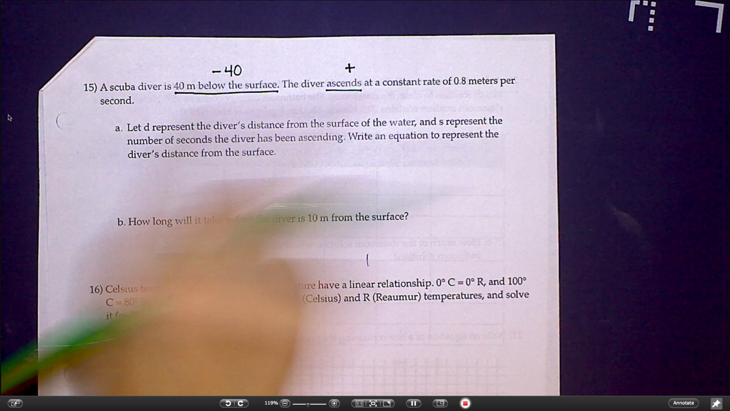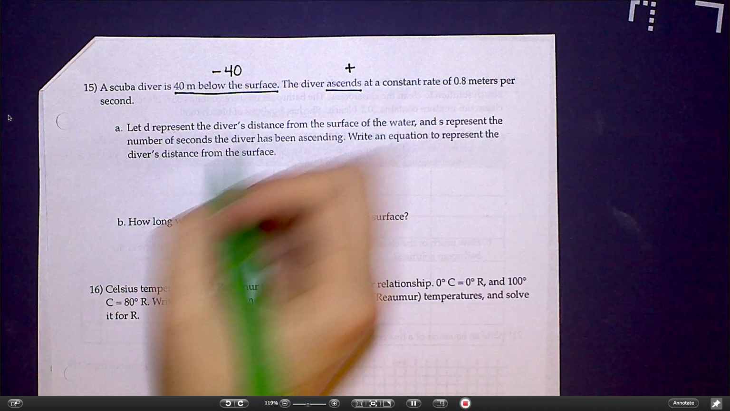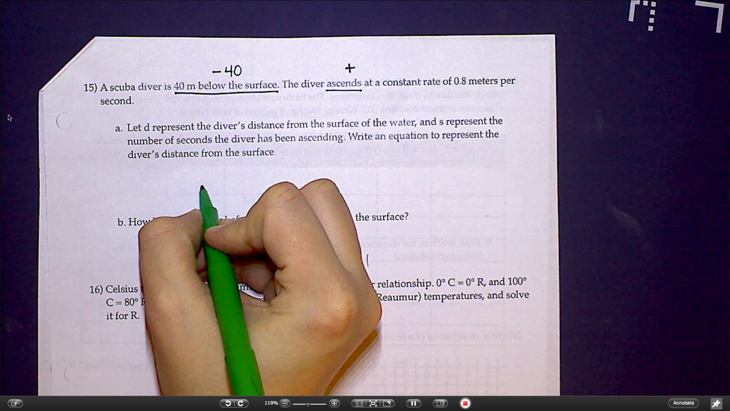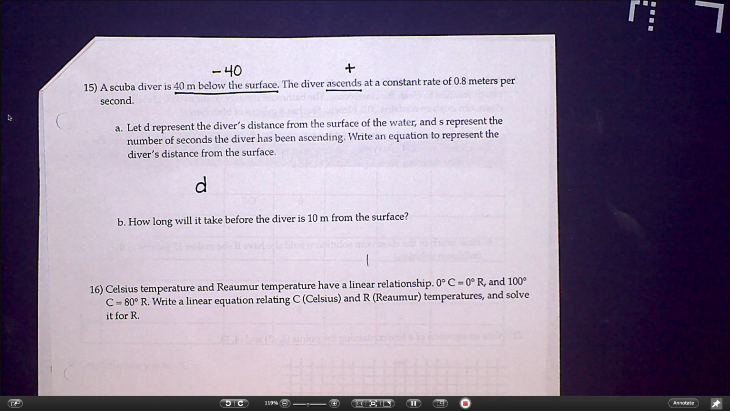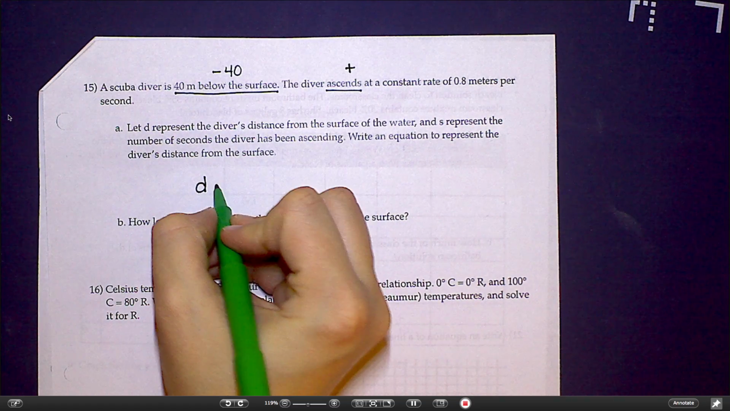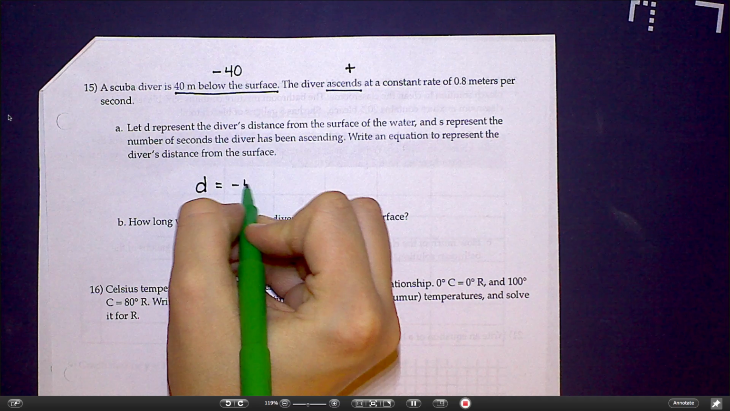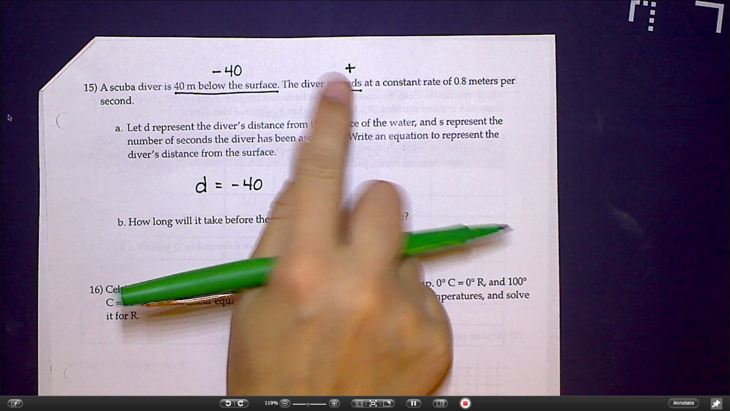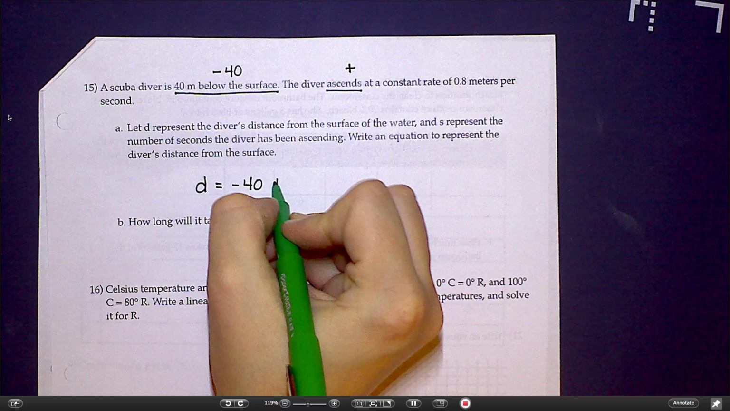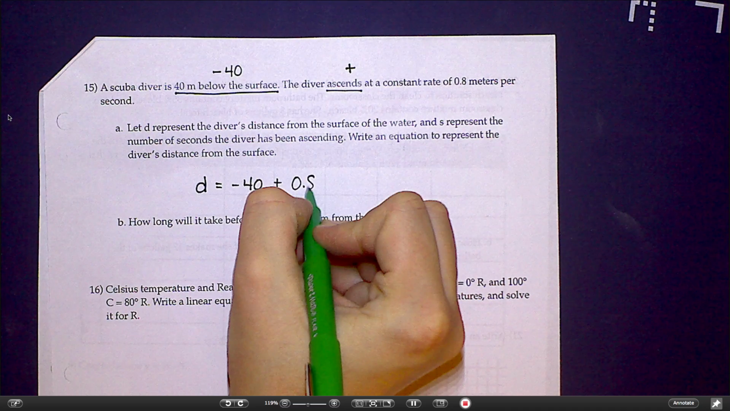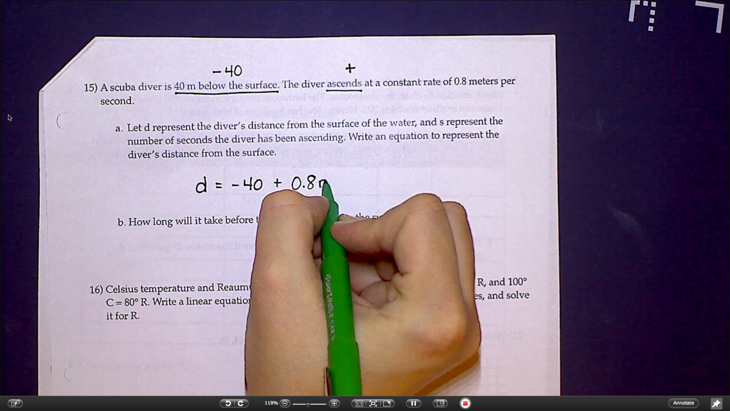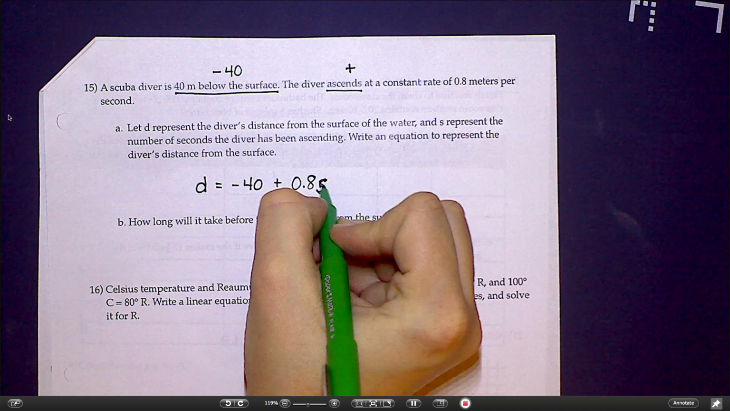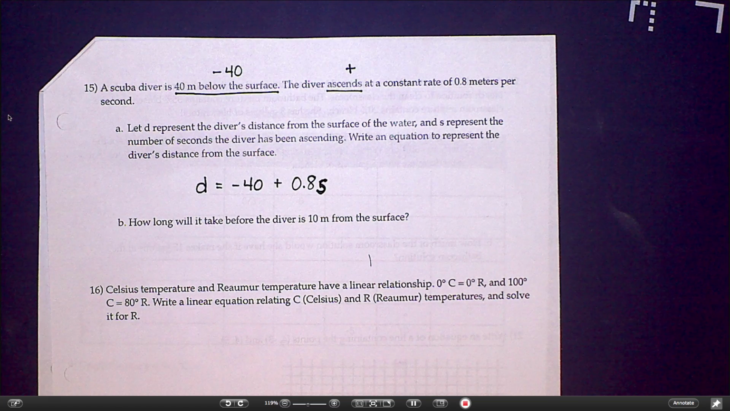0.8 per second. So when I go to write my equation for letter A, my total distance from the surface starts at negative 40 and then it increases by 0.8 meters every second. Whoops, I meant to use S there. Okay, so your equation there says D equals negative 40 plus 0.8 S.